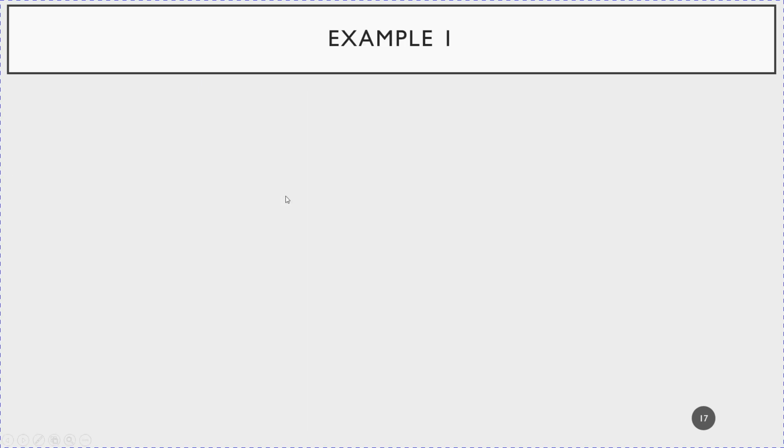For this function, f of x is equal to negative 8x cubed plus 24x minus 10. The first thing I'm going to say is, okay, it's a polynomial function, so the domain is negative infinity to infinity.